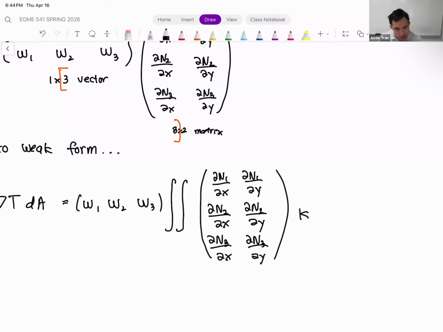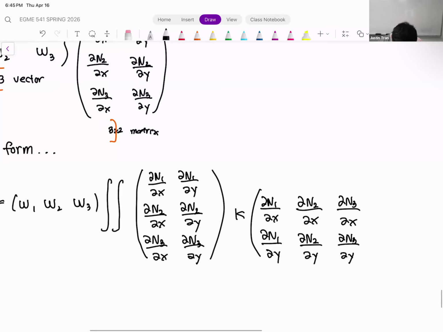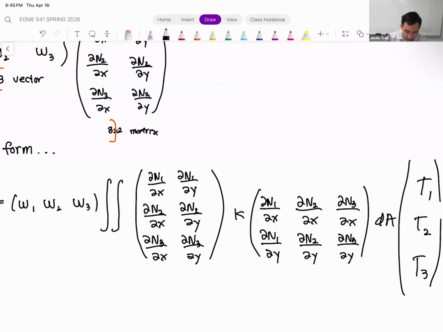Then we have our shape function matrix from our temperature gradient. So we have the exact same one: partial N1 partial x, partial N2 partial x, partial N3 partial x, and all the y derivatives as well, dA. And then on the right-hand side here, we have our temperature coefficients, T1, T2, T3. And those are constant, so they do not take part in the integral at all.